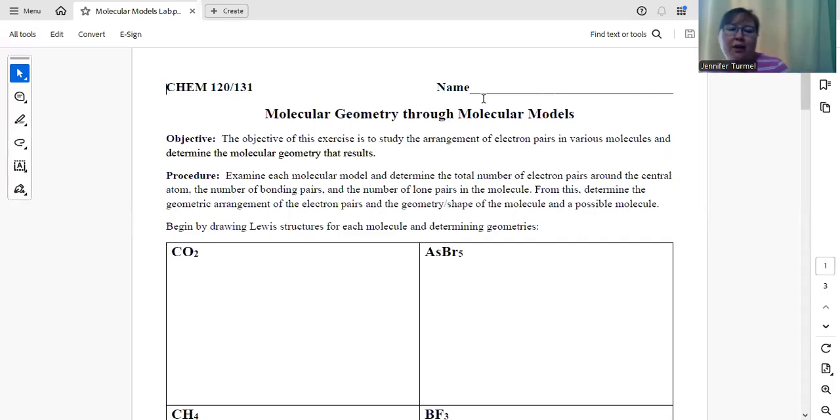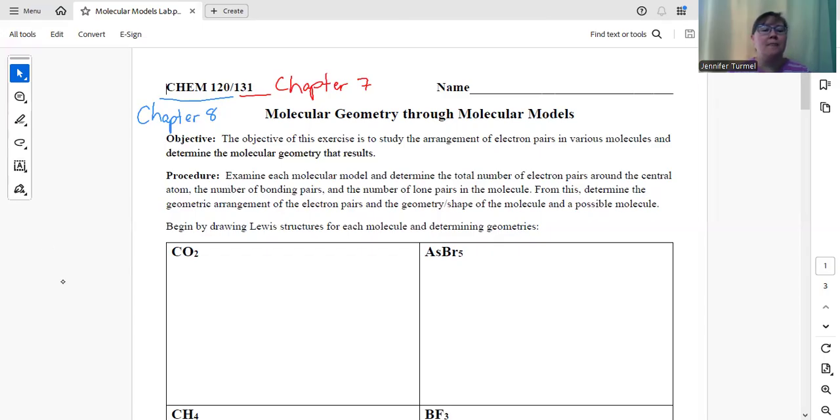Hello, everybody. Here we are going to be looking at our molecular geometry through molecular models or molecular modeling. This is one of the few labs that I basically will not let students miss. So in the event that someone is sick or has something planned and can't come, you're going to be doing this lab virtually, which will work just fine, but it's really going to help you understand what's going on. And if you're in Chem 120, this is for chapter 8. And if you are in Chem 131, this is for chapter 7.